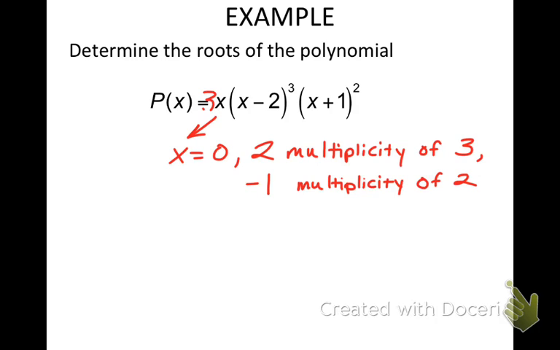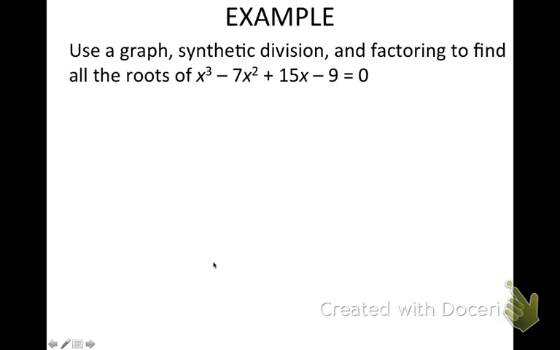So now we need to make sure we can get it to look like this. And this is what we're going to learn how to do using synthetic division. So hopefully we remember our synthetic division. We're going to use a graph to cheat, synthetic division, and then factoring to find all the roots, otherwise known as all the solutions, otherwise known as all the zeros, otherwise known as all the x-intercepts of this polynomial function.